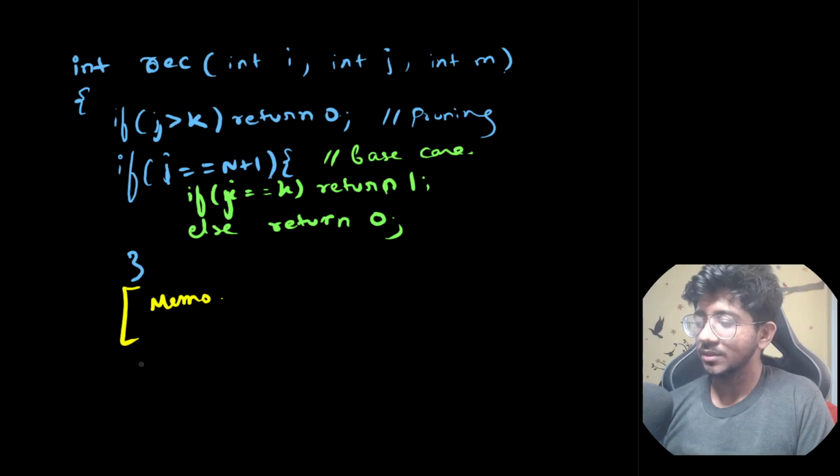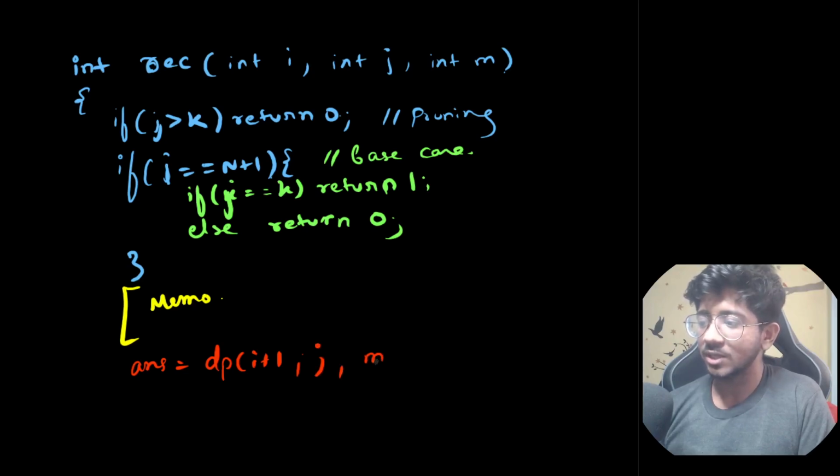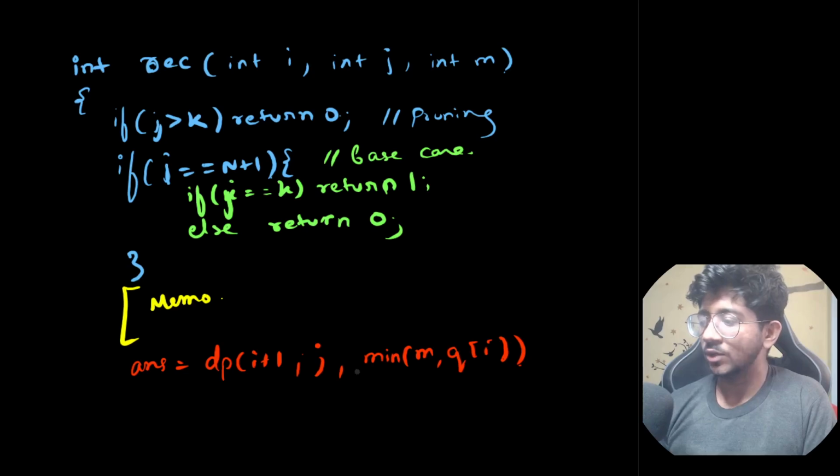Let's write the transition. So in DP, we're going to write an answer for this particular state. What is the answer? Answer is going to be equal to, if you don't take it, we reach DP of i plus 1. And we are not taking it, so the number of items does not change. And m is going to become min of m comma q of the current i, right? This is going to be the new value of this, right?